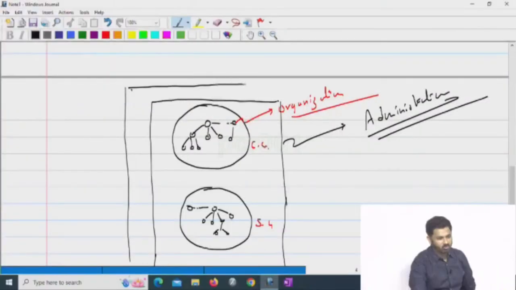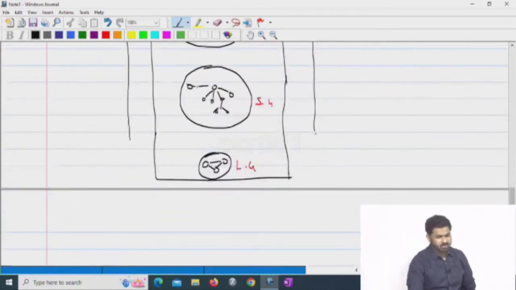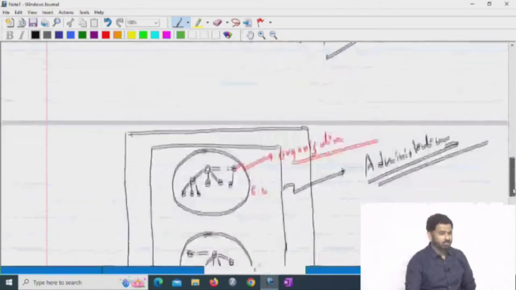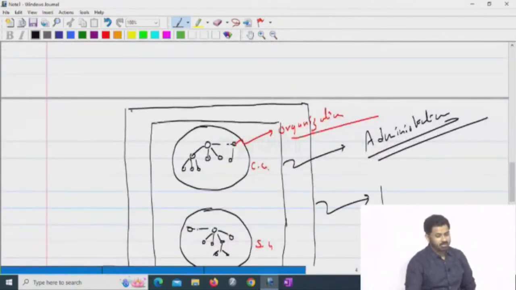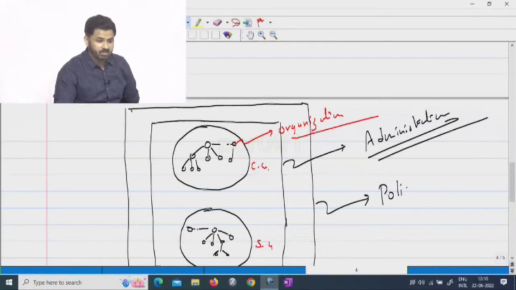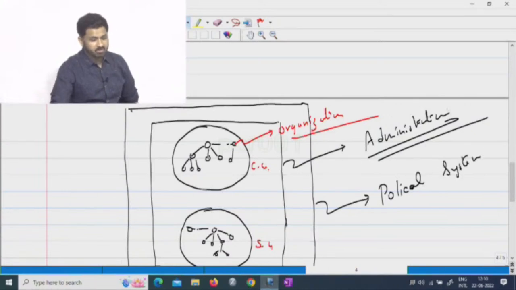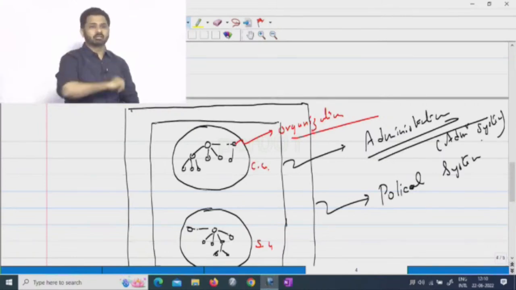If I draw one more outside this, a block or maybe a circle, because I was not having enough space that I could have drawn a circle properly. So I'm just using a block, otherwise I would have drawn a circle. This is what you can call the political environment, or you can say it is a political system. Okay. Administration can be called as what system? Administrative system. Administrative system is kept under the political system, isn't it?